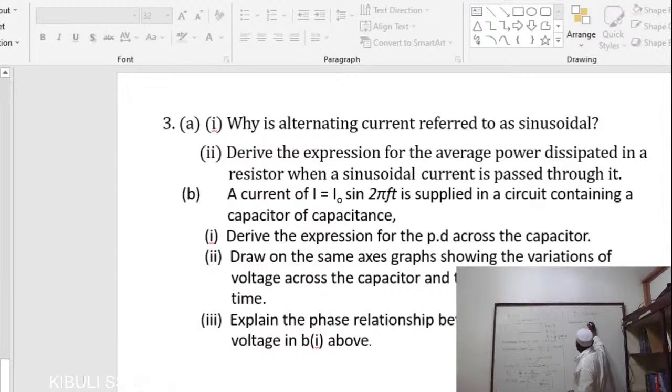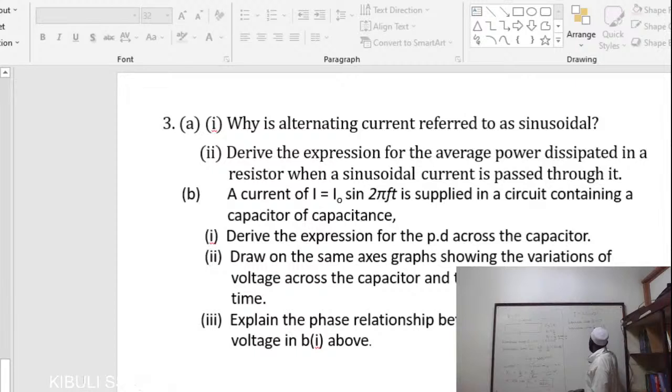Charge Q is equal to CV, not instantaneous charge is CV, and then instantaneous current I is equal to dq by dt.